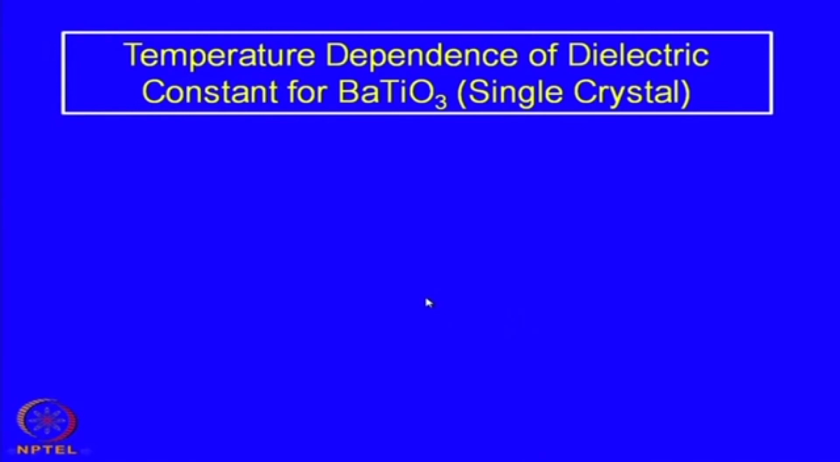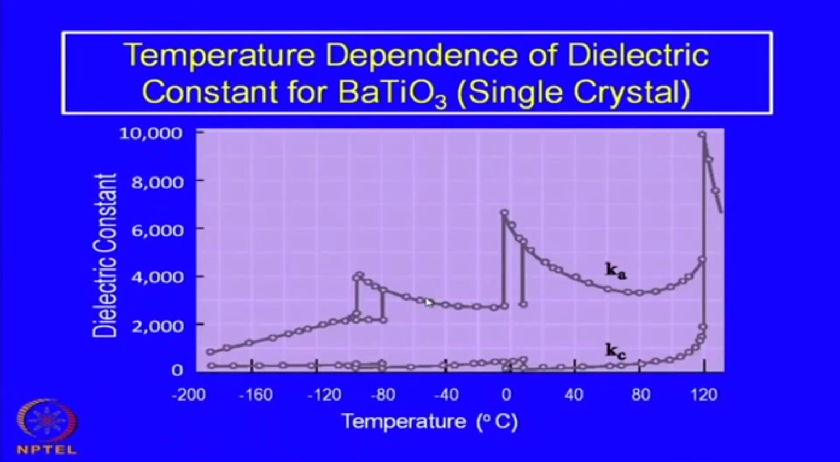Well, since there are different forms of polymorphs, some of them ferroelectric and one of them paraelectric, if you try to plot the dielectric constant as a function of temperature over a wide range from -200 to 120 degrees, 120 degrees incidentally is the Curie temperature of barium titanate. At that temperature there is a very sharp peak and then it drops and follows the so-called linear dielectric behavior.